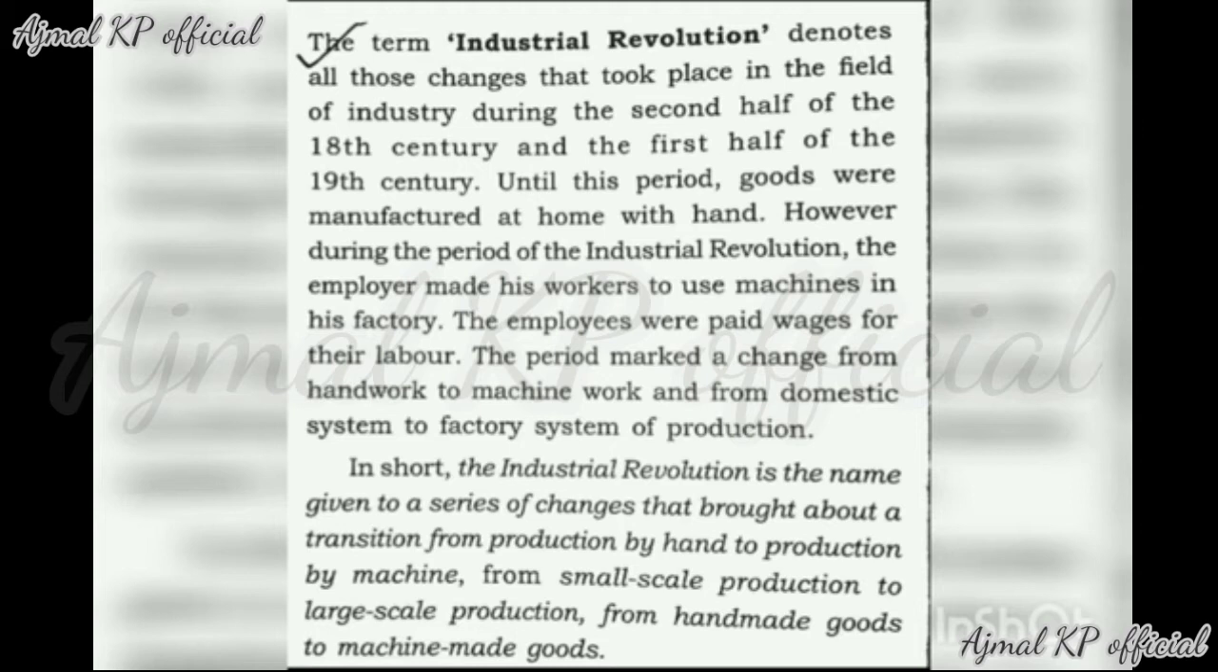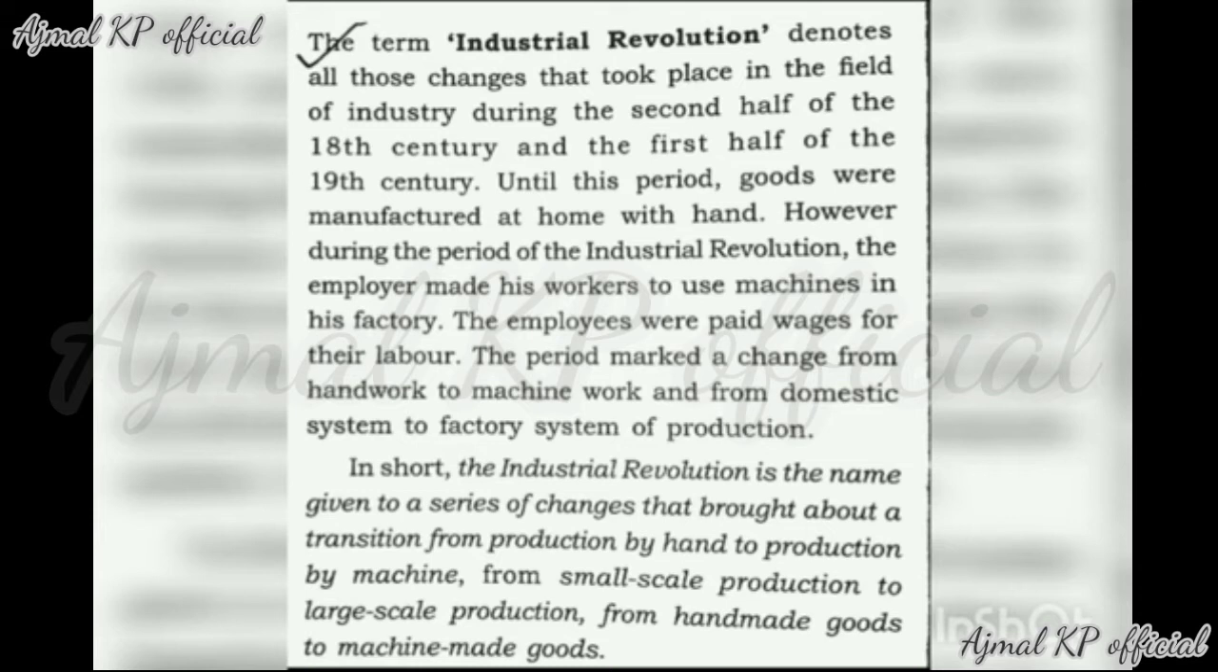The change from handmade goods to machine-made goods, that process we can call the Industrial Revolution. And the employees were paid wages for their labor. The period marked a change from hard handwork to machine work, and from the domestic system to the factory system of production.